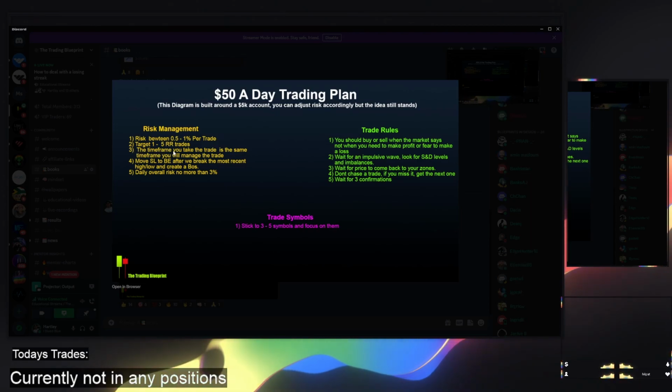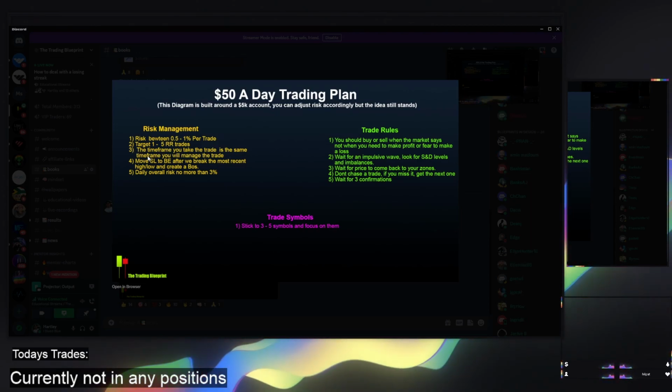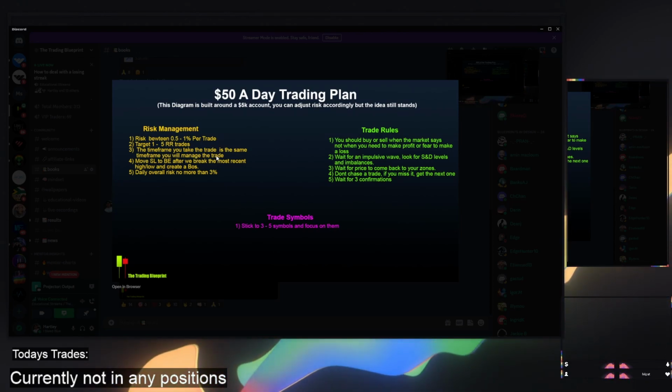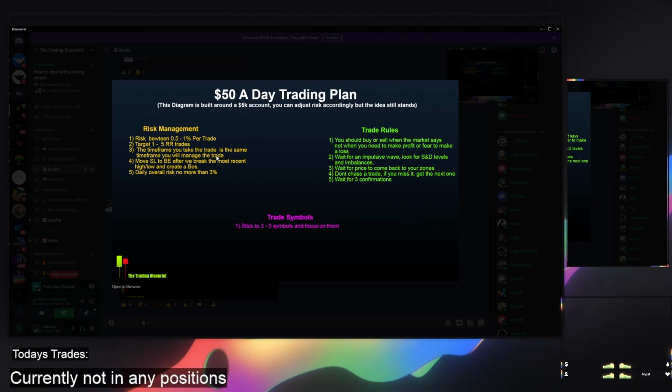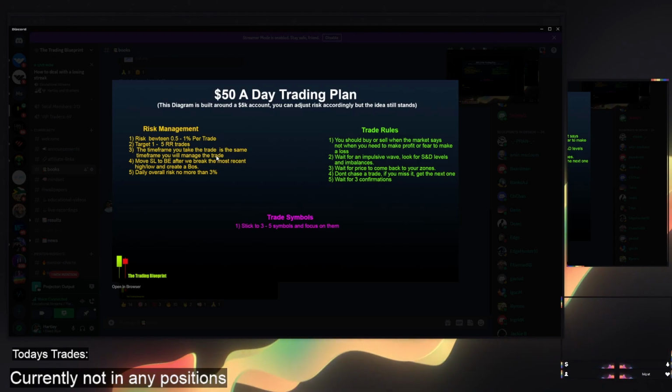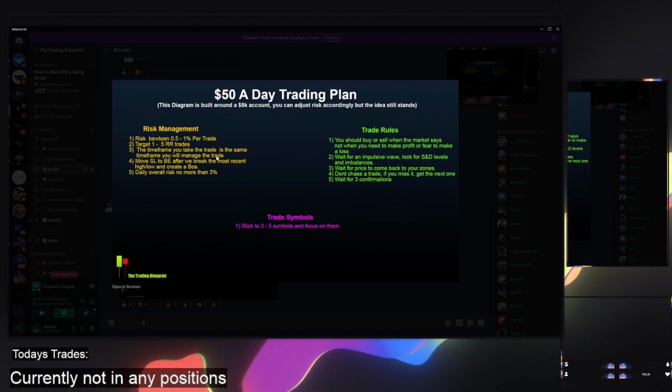Number 3: the time frame you take the trade is the same time frame you will manage the trade. So if you take the trade on the 1 hour, you're going to manage the trade on the 1 hour. If you take the trade on the 1 minute, you're going to manage that trade on the 1 minute, which means, what does that mean?